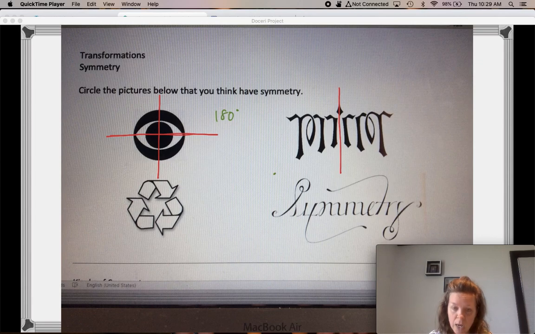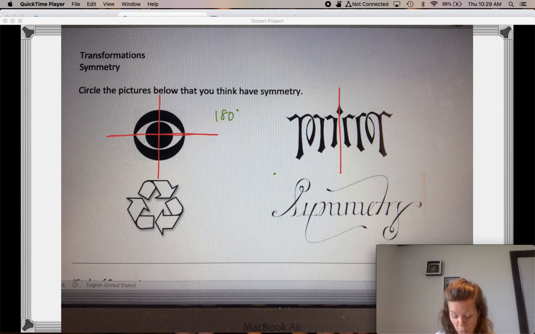Going on to that recycle symbol, could I turn that some amount and have it line up the same? Well, not 180. If I turn my paper upside down, I'd have kind of two arrows at the top and one at the bottom. That kind of triangle would end up upside down. It's essentially a triangle, right? So what could I do with a triangle? Well, triangles have 3 points.